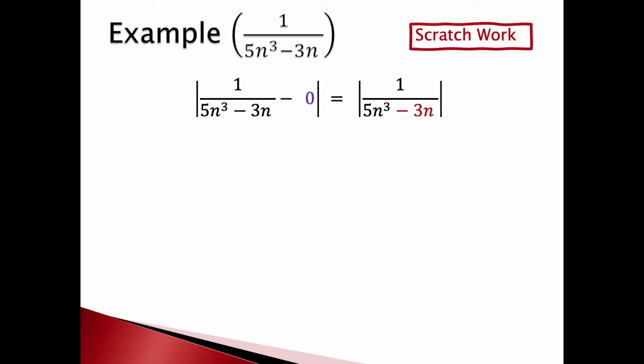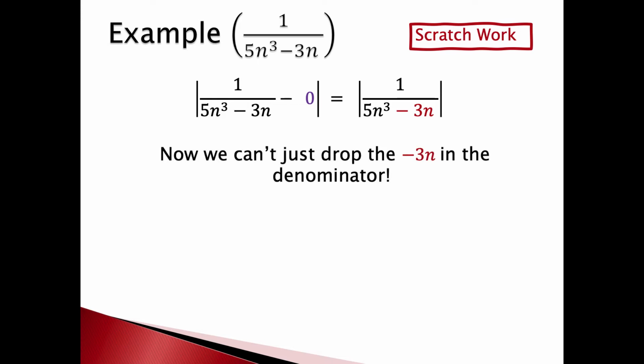Now, the first thing I can do is subtract off the 0, right? Get rid of it. And now you notice that I've got in the denominator a 5n cubed minus 3n. And I've highlighted the minus 3n because I can't just drop the minus 3n like we did last time. Because if I did that, the inequality would go the wrong way. I need to be making the denominator smaller every time in order to make the whole fraction bigger. And if I don't subtract something, that doesn't make it smaller.